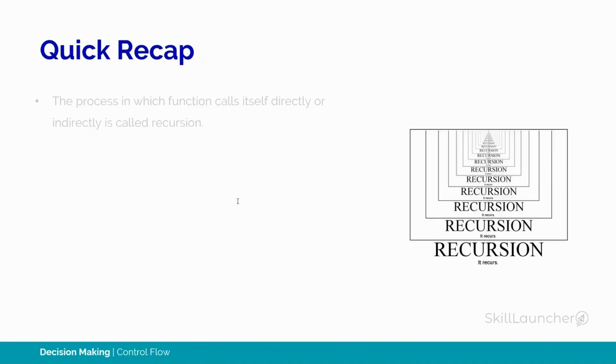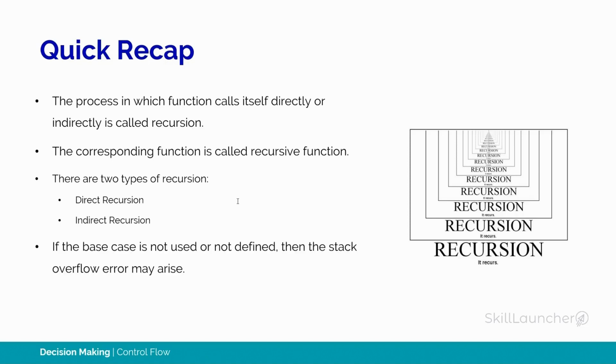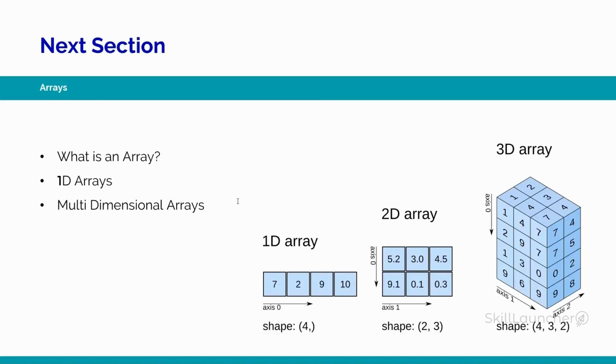Let's have a quick recap. The process in which function calls itself directly or indirectly is called recursion. The corresponding function is called recursive function. There are two types of recursion, direct recursion and indirect recursion. If the base condition is not used or not defined, then the stack overflow error may arise. Here's the end of this section. In the next coming section, we would be discussing what is an array, 1D arrays and multidimensional arrays.